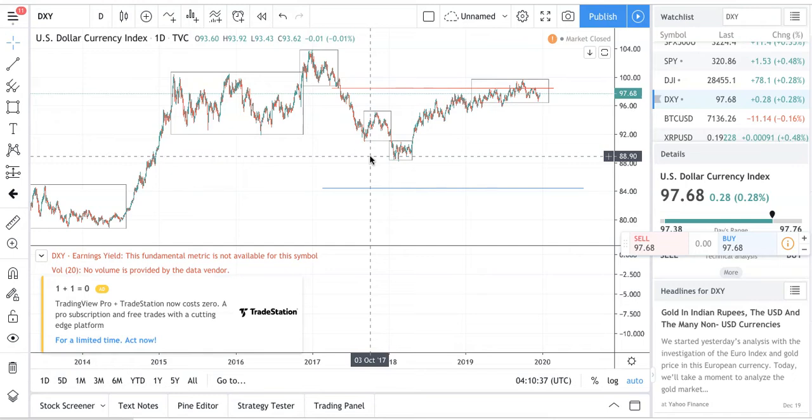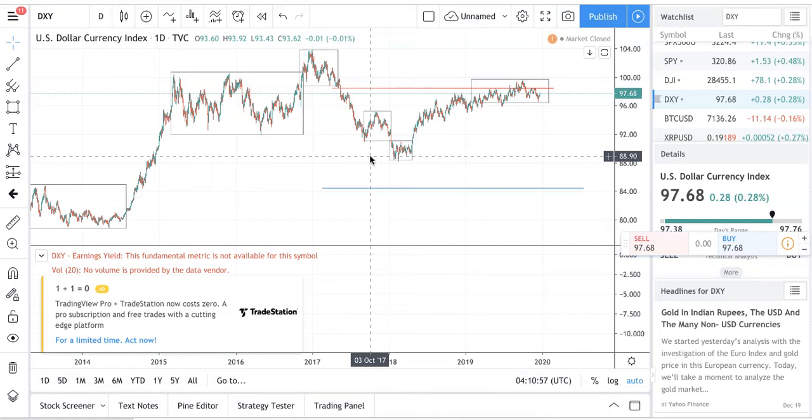I'm going to be talking more about the bouncy ball method. I'm using TradingView to look at this, so follow along. All right, what I'm checking out right here is the US dollar index. It's the DXY, and a lot of people trade USD JPY, the US dollar versus Japanese yen. And in order to trade the US dollar, you need to know what's going on with the US dollar.